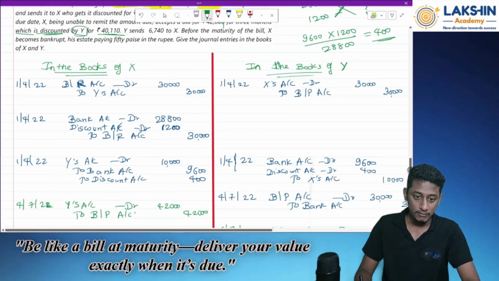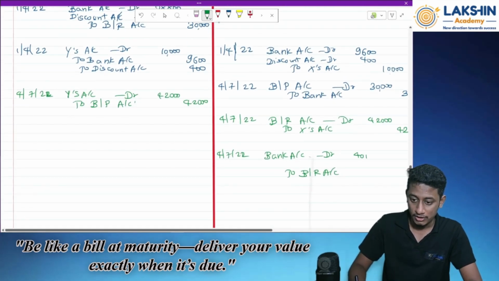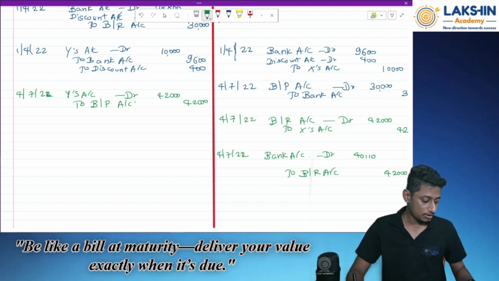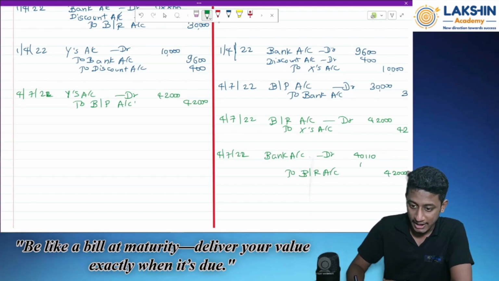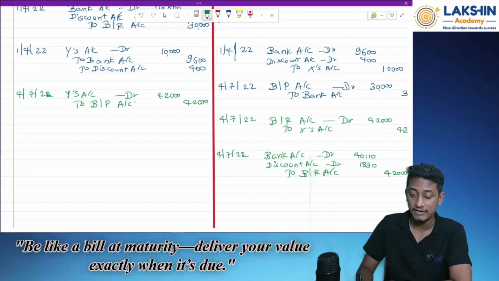So now tell me, what is the amount? 40,110 rupees. Right? But what was the actual value of the bill? 42,000 rupees. So now the difference amount will be what? Difference amount will be rupees 1,890. This will be the discount charged by the bank to me. It is an expense. So that's why it is debited. This is a discounting entry.